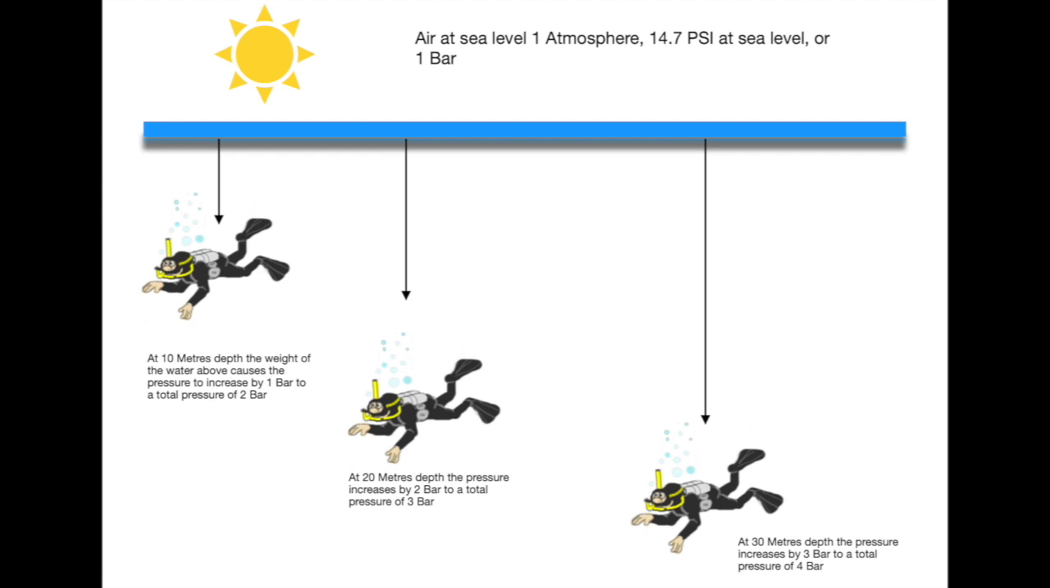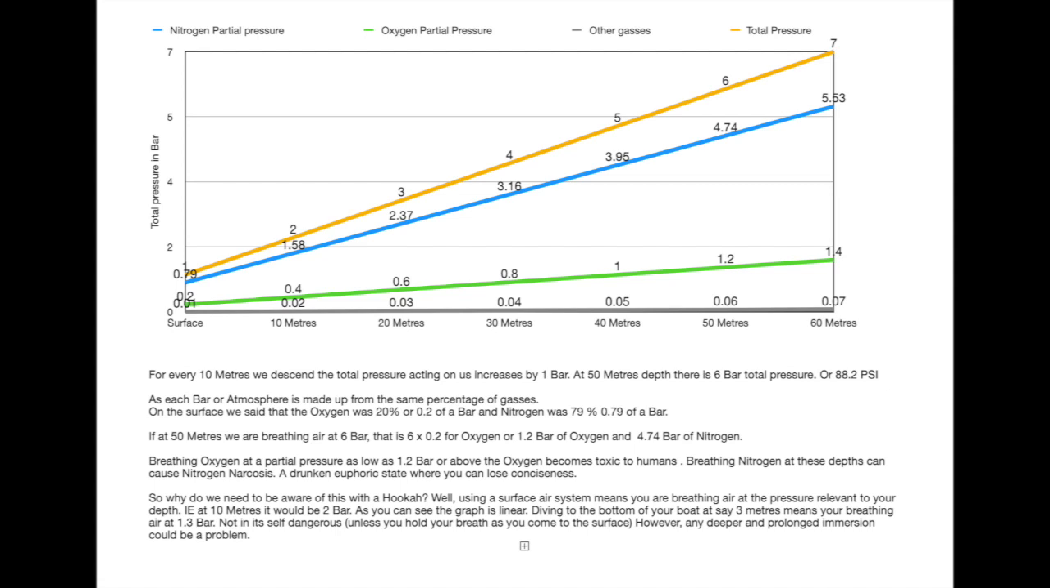So I've done a little illustration here, a graph. And by the way, if you want any of these slides, get in touch and we'll get them to you or put them on the website or something. Every 10 metres we descend, the total pressure acting on us increases by 1 bar. At 50 metres depth, there is 6 bar of total pressure, or 88.2 psi.